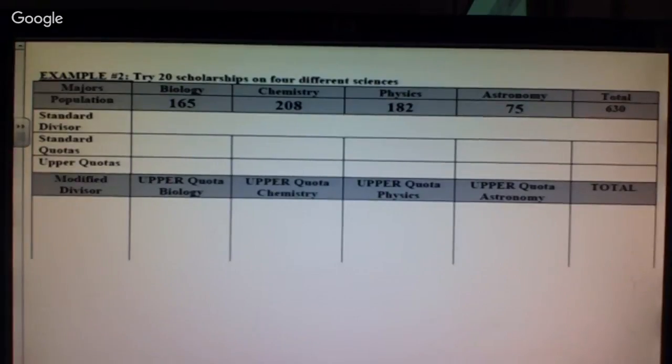Okay. I hit them all. Example number 2. I've got 20 scholarships to give out to 4 different sciences. If I asked you, what's my states? What would you tell me?